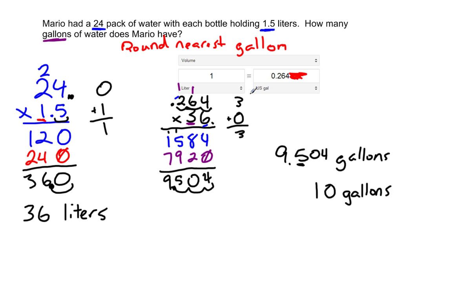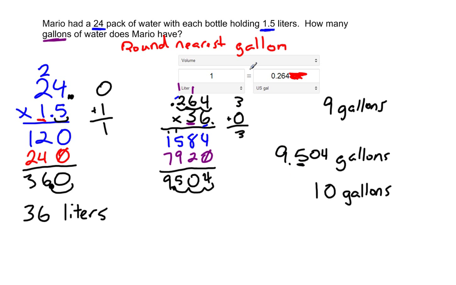But if the question asks something like, how many full gallon jugs could Mario fill? Could he fill up 10? No, because he doesn't have enough for that. So depending on how the question asks you, it might be 10 gallons or it might actually be 9 gallons. And so you have to use your critical thinking skills and determine what is the question asking for, and that'll tell you which way you need to round.